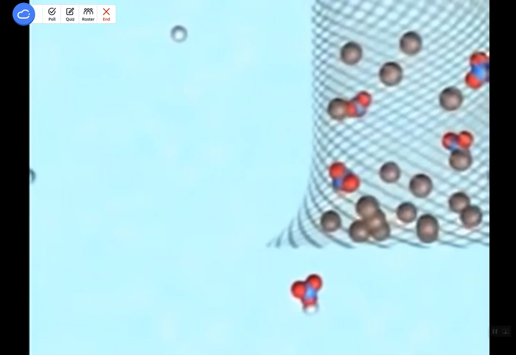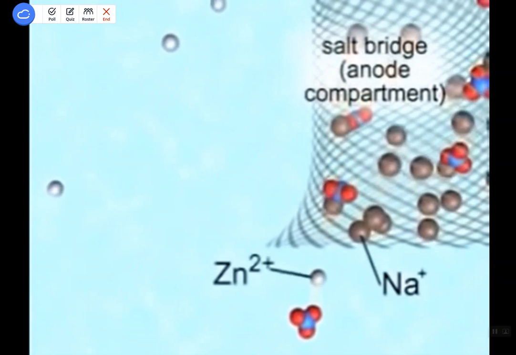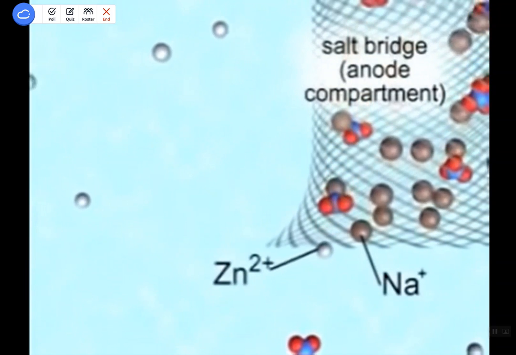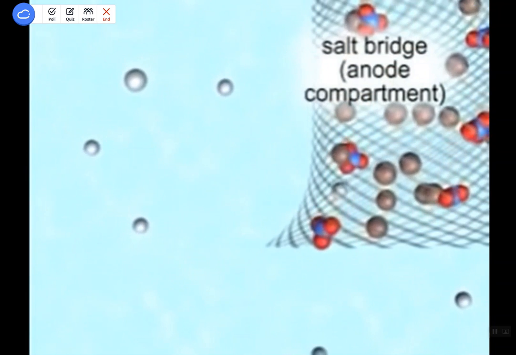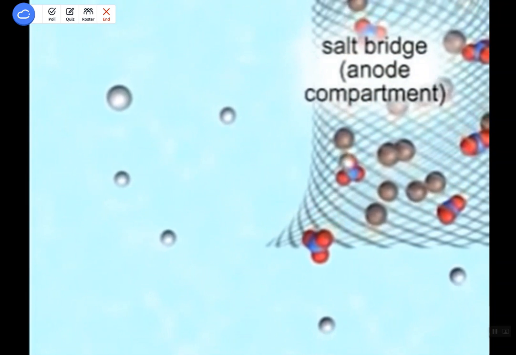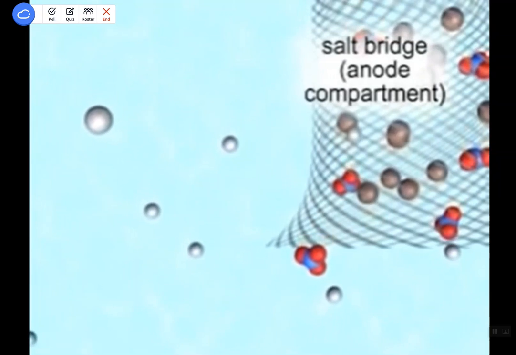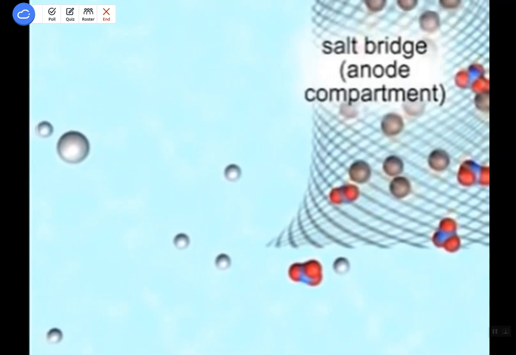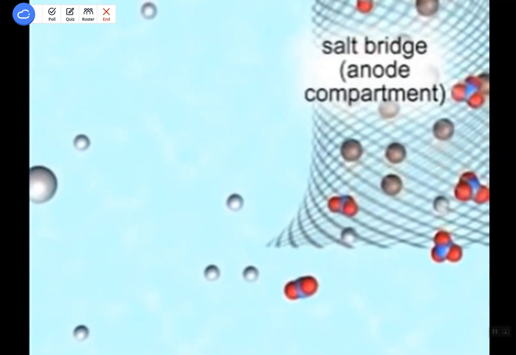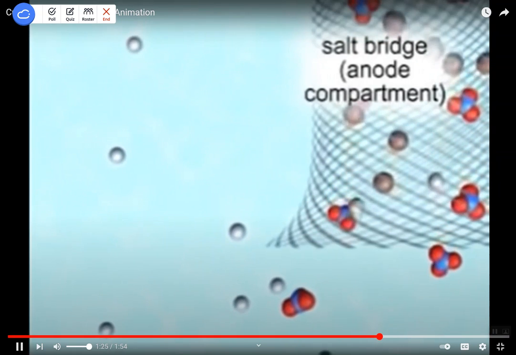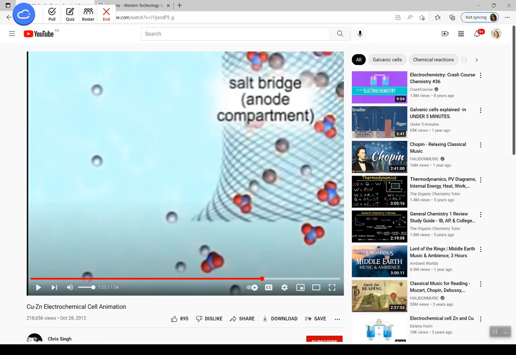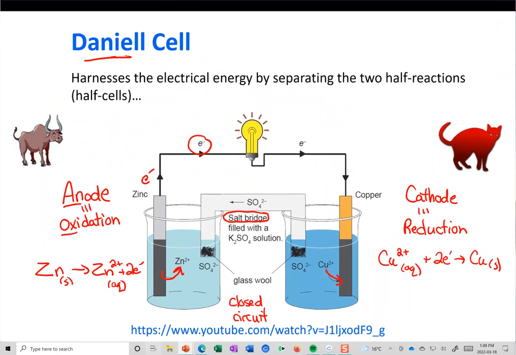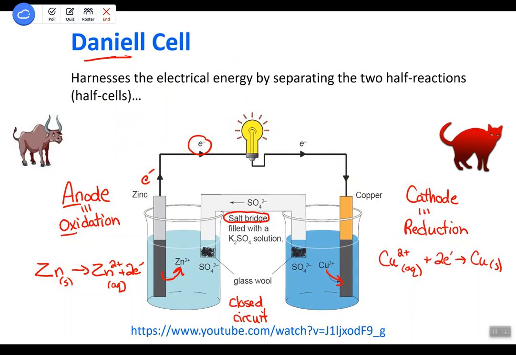The non-reactive sodium and nitrate ions of the salt bridge prevent the buildup of charge that would occur as zinc ions enter the anode solution and copper 2 ions leave the cathode solution. Such a charge buildup would halt cell operation. Okay, so just a little animation to show us what's happening down at the atomic level.